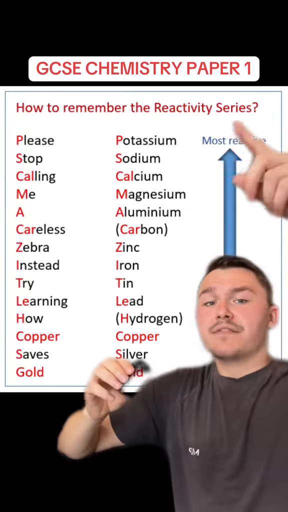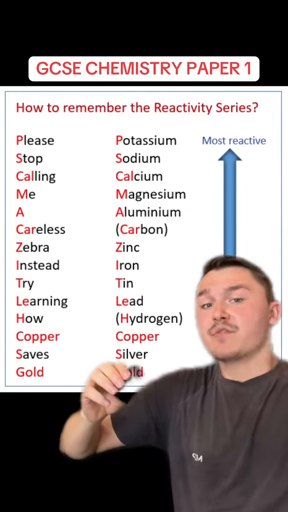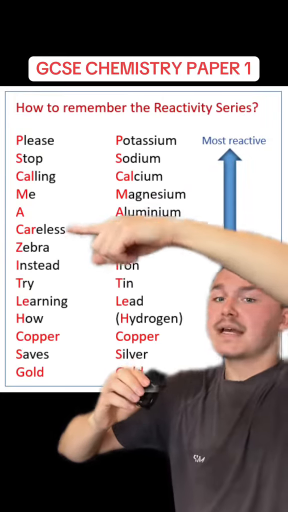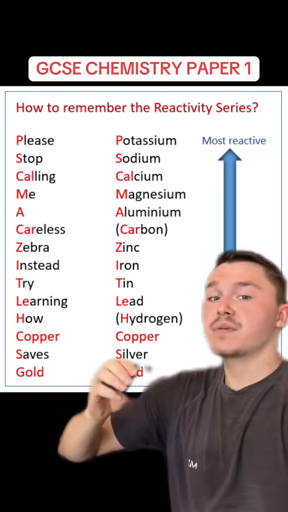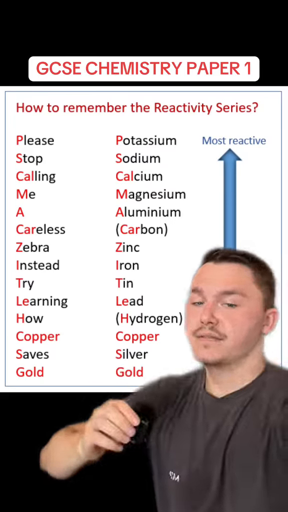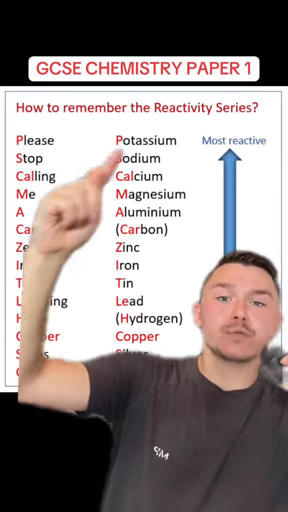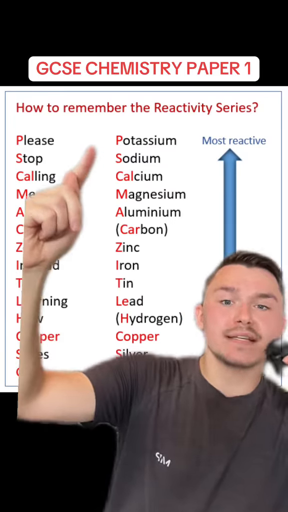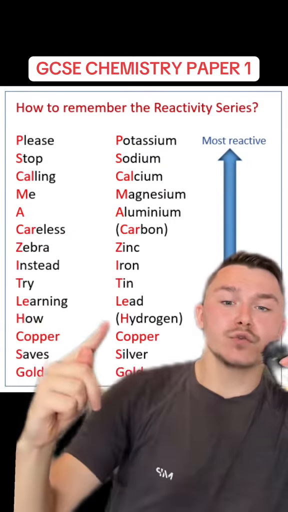And it's this that you have to remember, the reactivity series, which you can remember by remembering, please stop calling me a careless zebra, instead try learning how copper saves gold. And that should help you remember this list from most reactive to least reactive. So again, in that case of sodium chloride, we can see that sodium is more reactive than hydrogen, which is all the way down here.